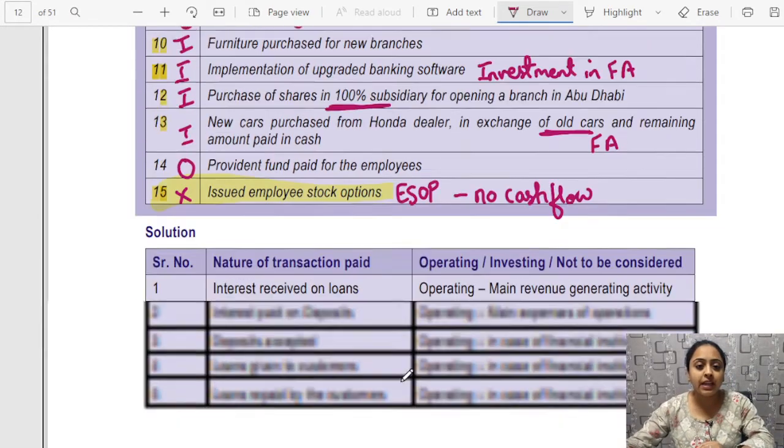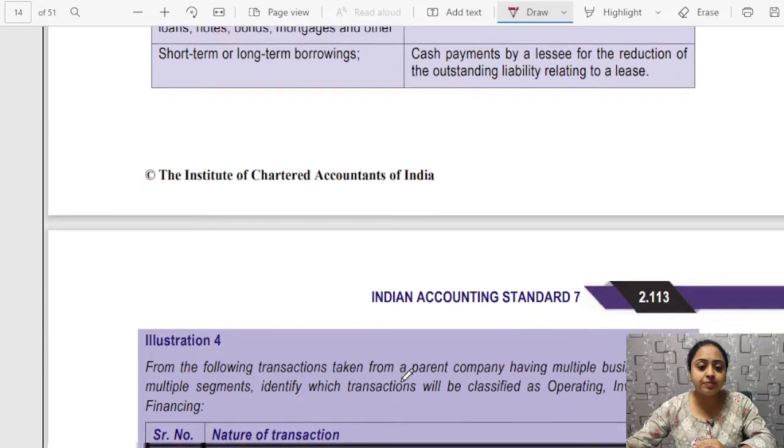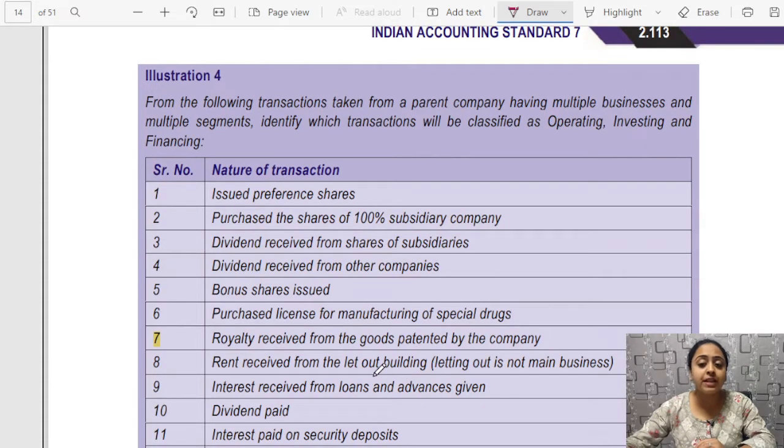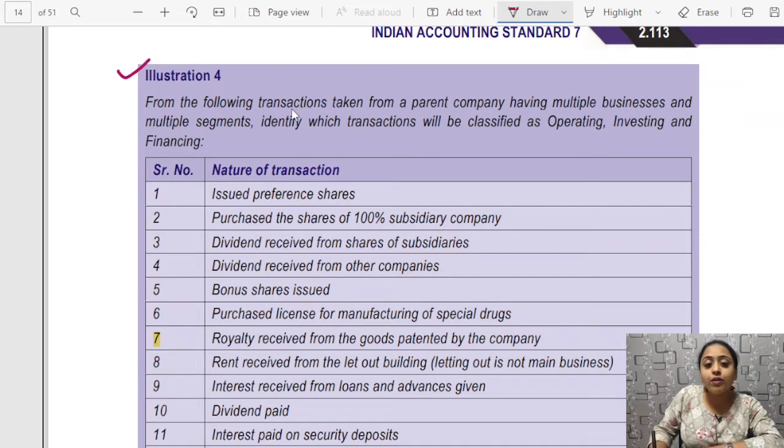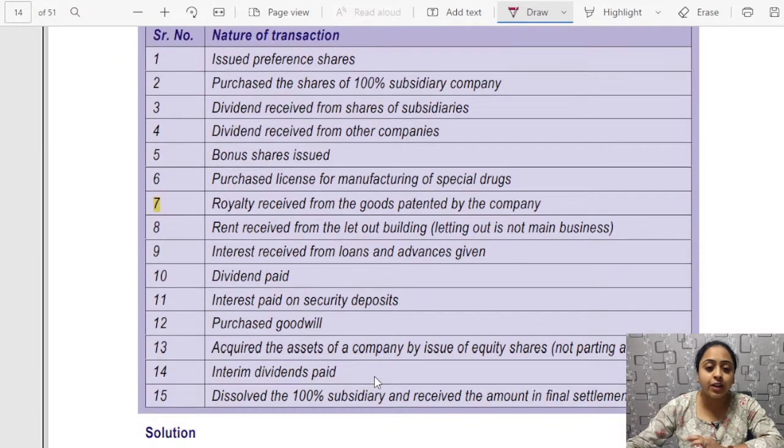Next illustration. Illustration number 4, page number 2.113. From the following transactions taken from a parent company having multiple businesses and multiple segments, identify which transaction will be classified as operating, investing and financing. We will write it over here.